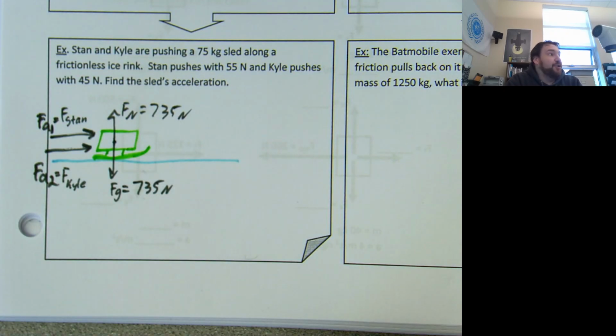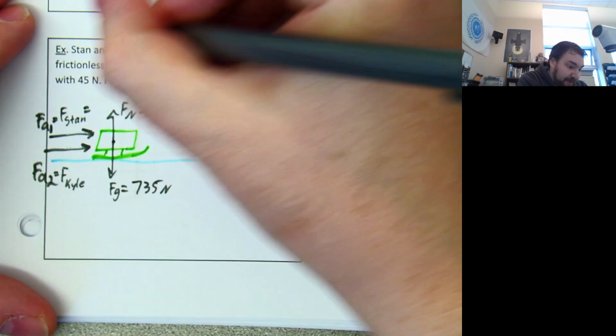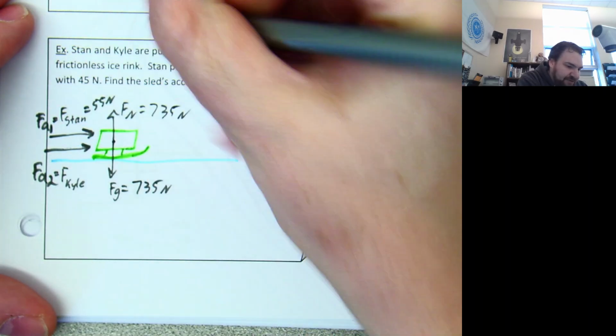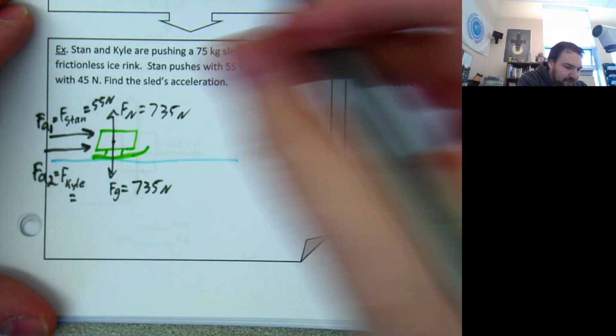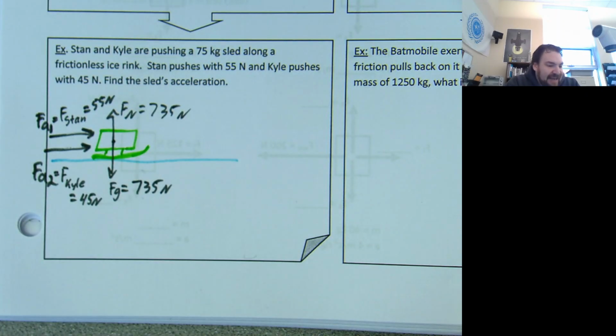I'm not going to be picky about how you choose to label them, but you need to differentiate them from each other. You can't call them both applied forces unless you call them applied force 1 and 2, for example. And we're given values for that. Stan is stronger, so he's apparently pushing at 55 newtons. Kyle is weaker, so he is pushing at 45 newtons. And that's our free body diagram.